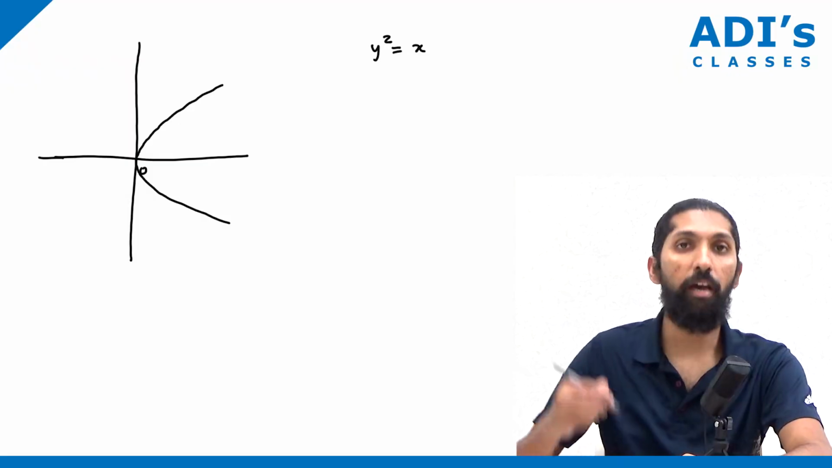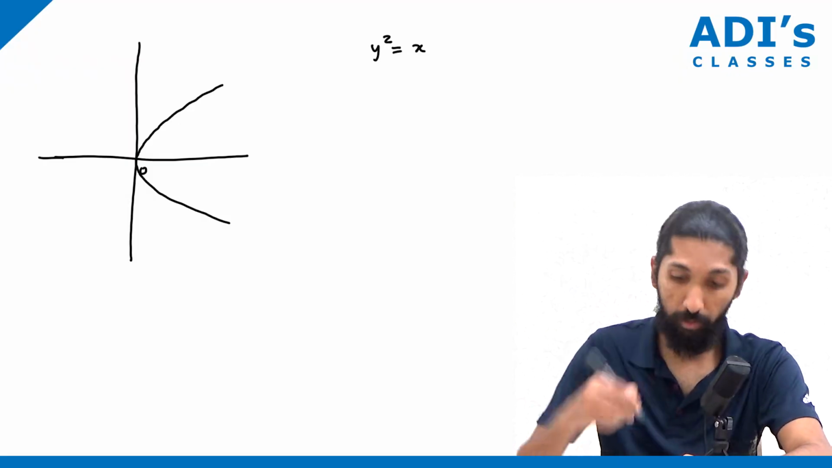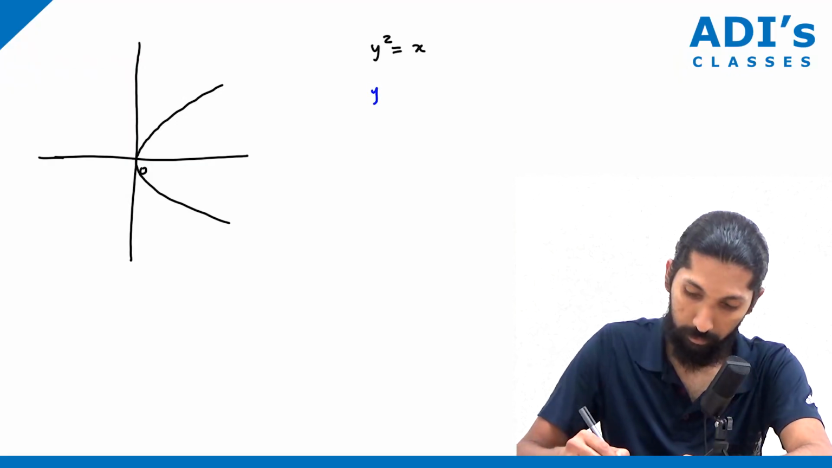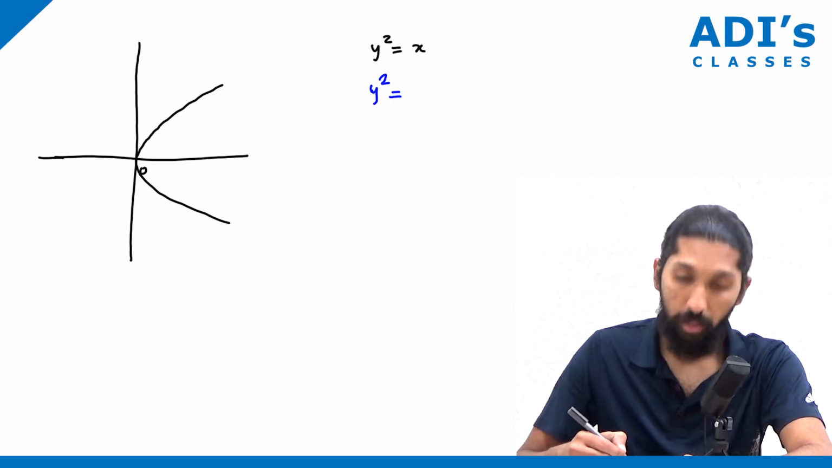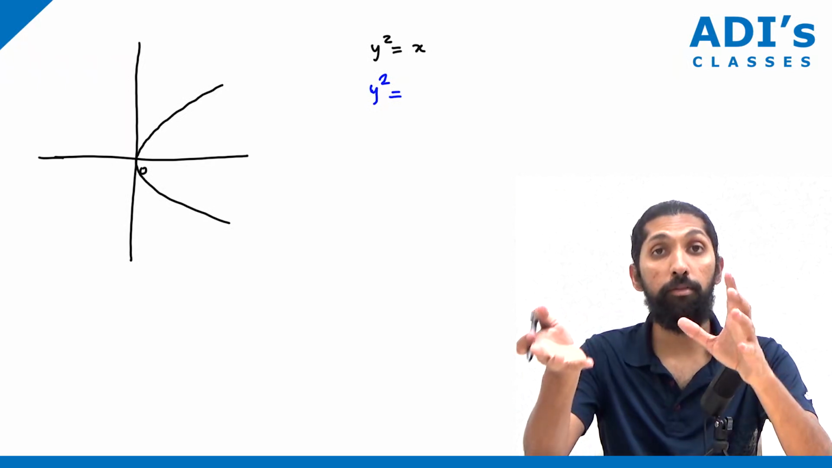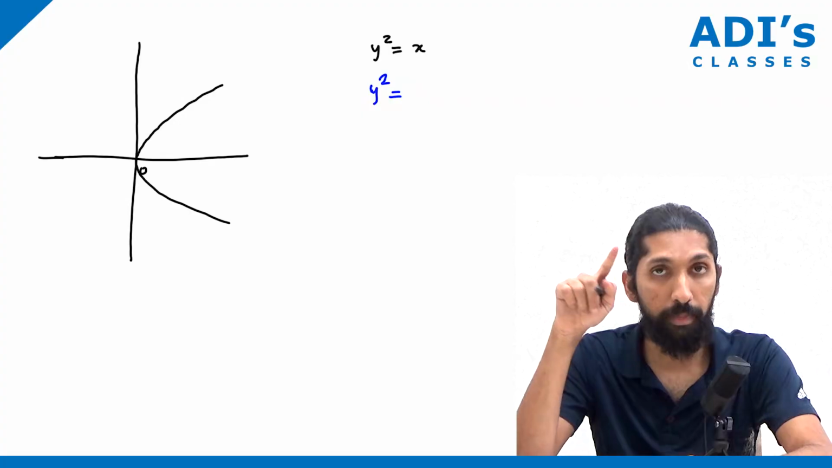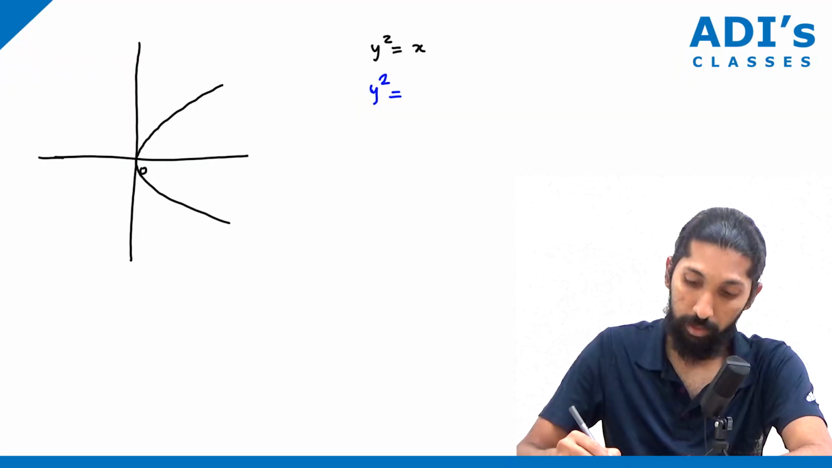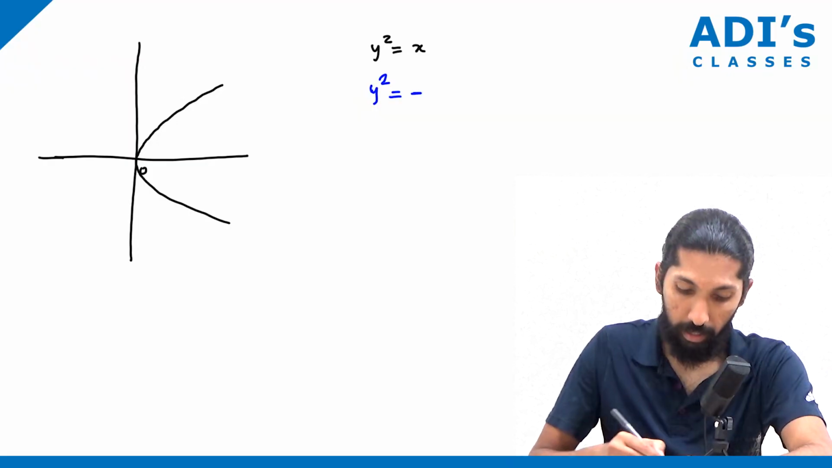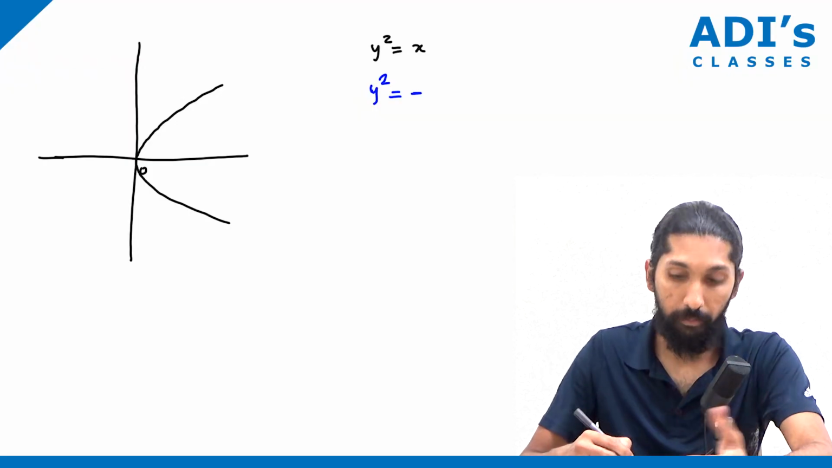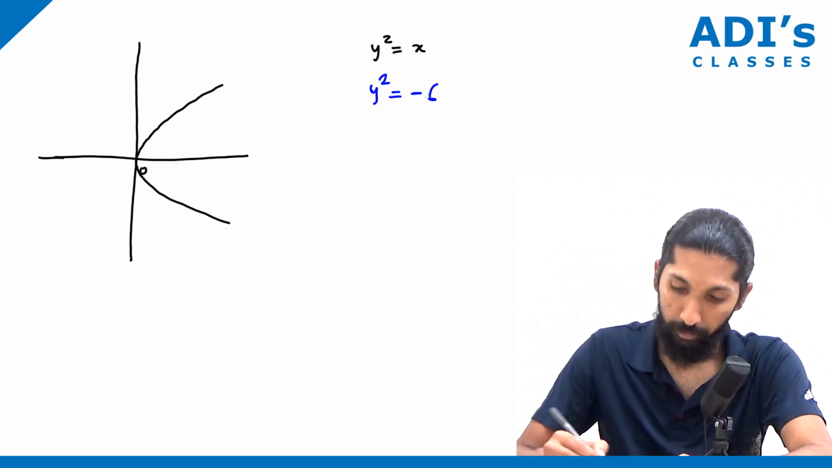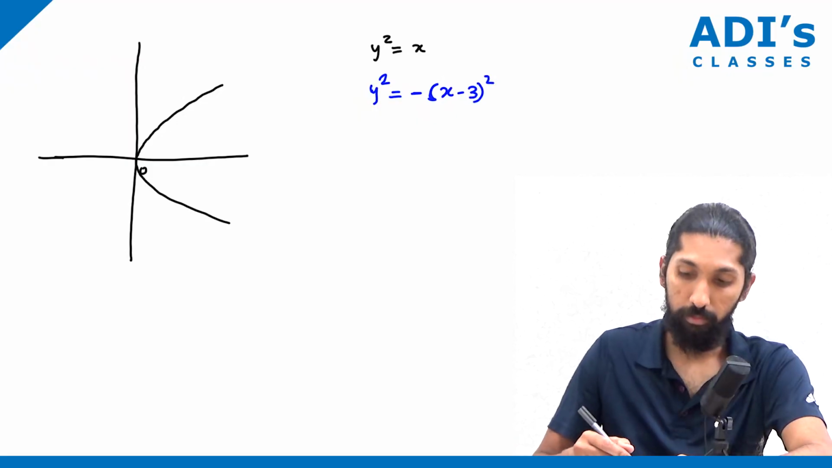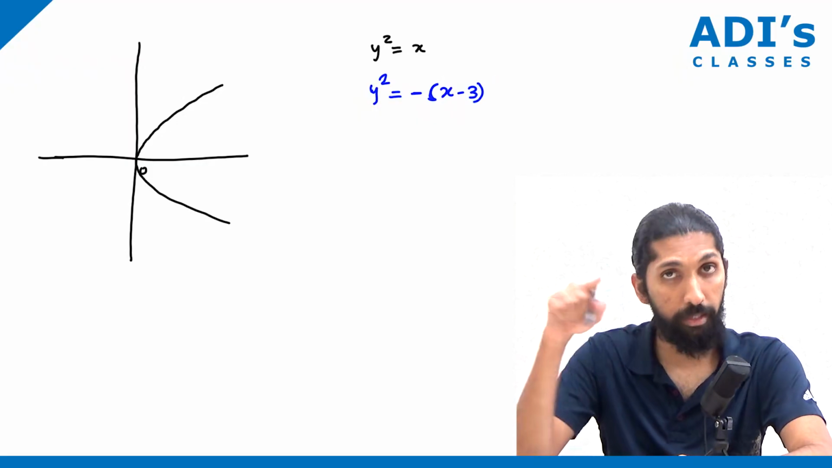Now let's say we have another parabola, y square is equal to. Again we'll do y square, but the other way around. Let's make it a left opening parabola. So we can take y square is equal to minus, instead of taking minus x, minus of x minus 3. That's all.